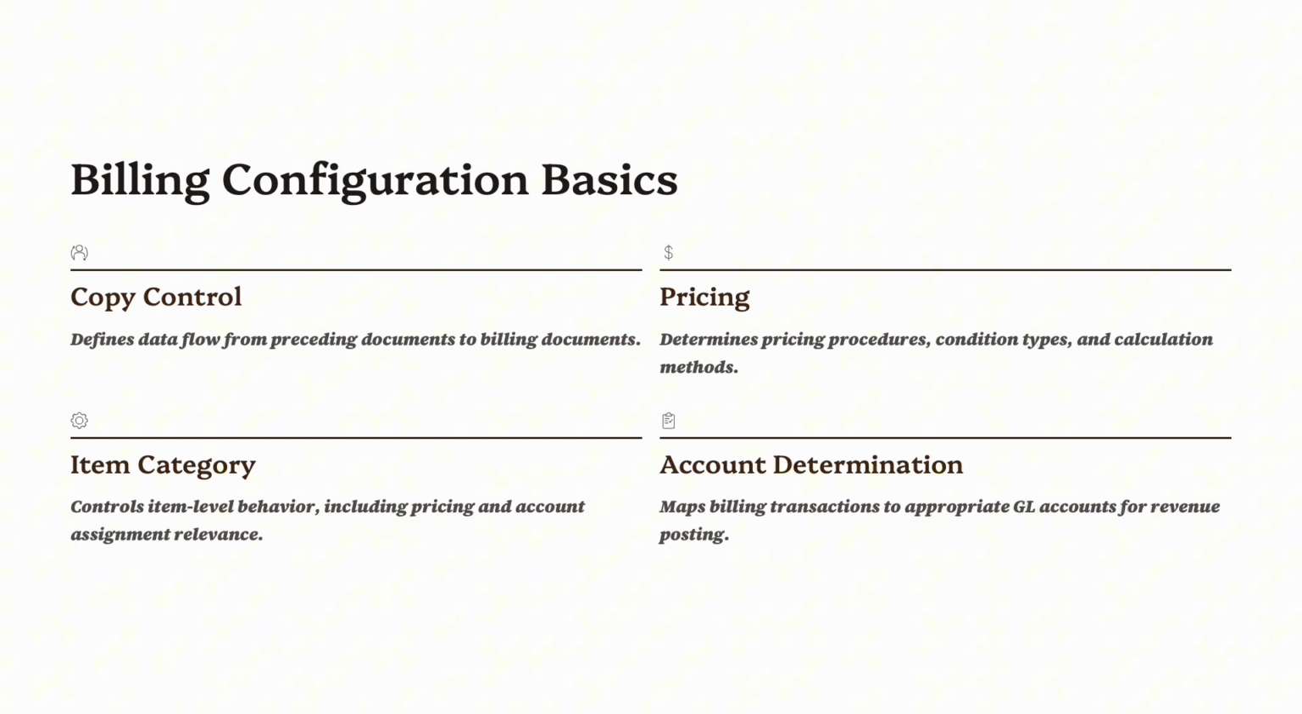Real project scenario: standard delivery-based billing. Step 1: create sales order, VA01. Customer orders 50 units. Pricing is determined automatically: PR00, MWST, discounts, freight if applicable. The sales order shows billing type F2, billing relevance delivery-based.